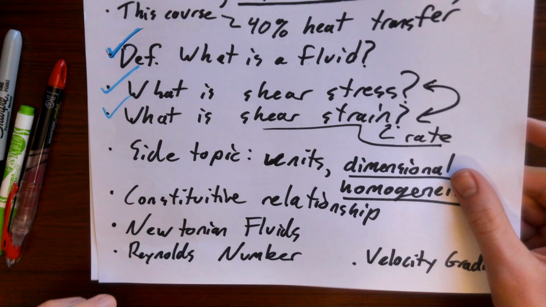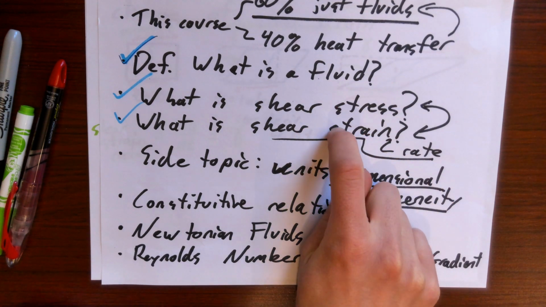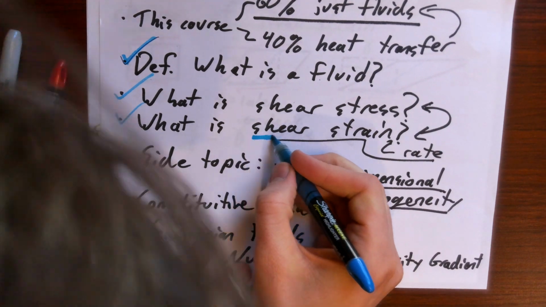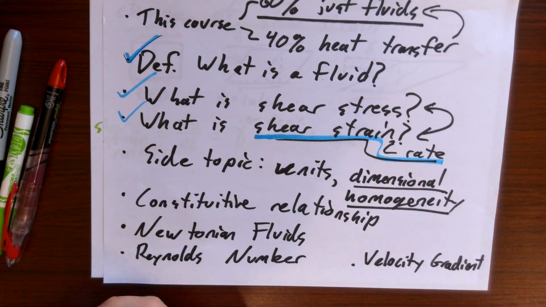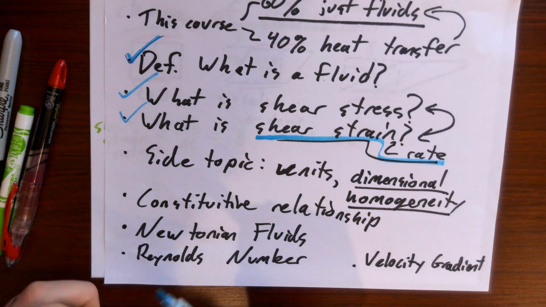Okay, so there we have it. Shear stress, shear strain, and for fluids, when I apply shear stress, I get a non-zero shear strain rate while I'm applying that shear stress. Okay, so there we have it. Now, let's take a little bit of a side topic into units and dimensional homogeneity.